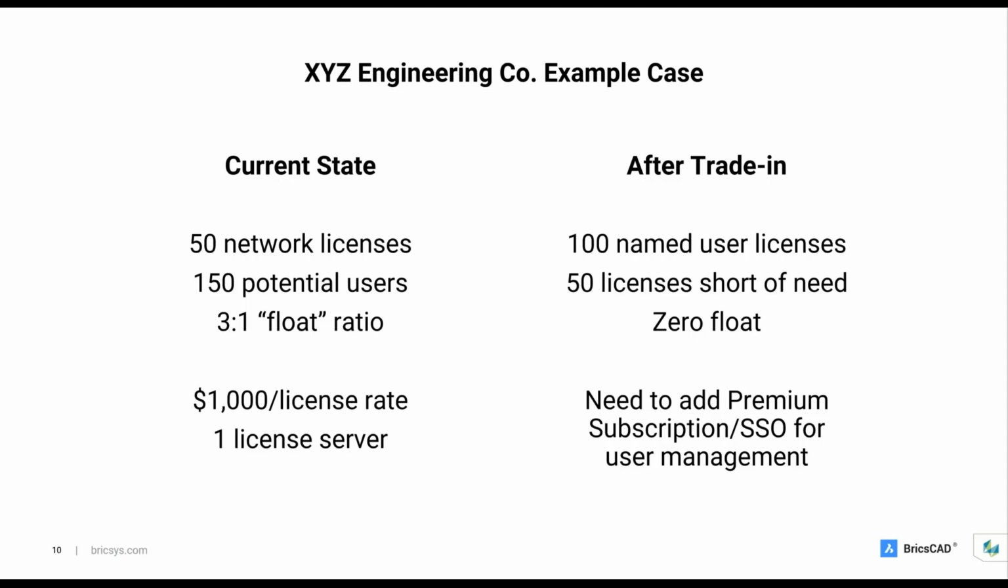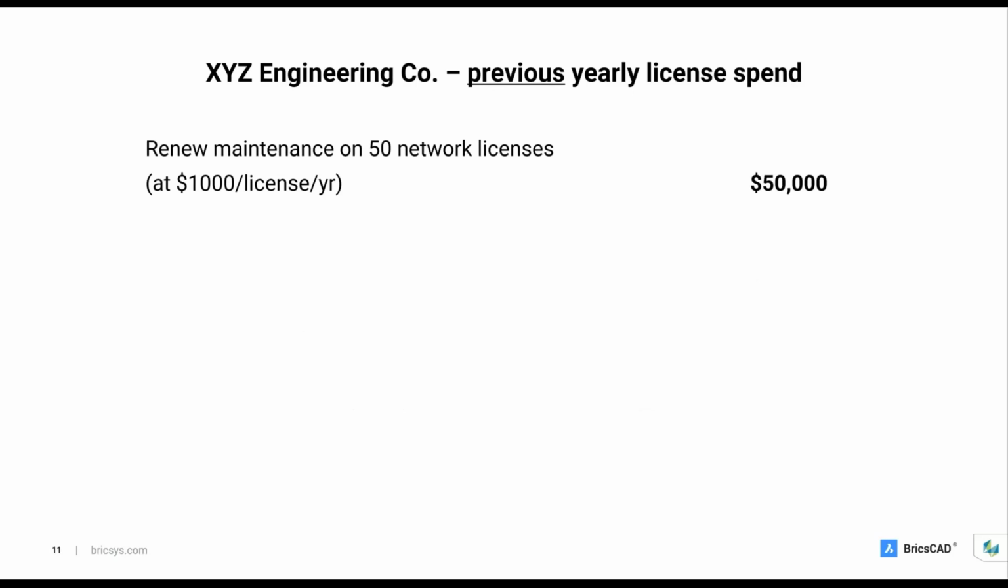But let's take a look at some costs based on what's going on. Let's just say last year at renewal time, what did XYZ have to deal with in terms of license cost? It was actually really, really simple. They had 50 network licenses. They had a negotiated rate of $1,000 per network license per year. They just renewed $50,000. They receive a new code.